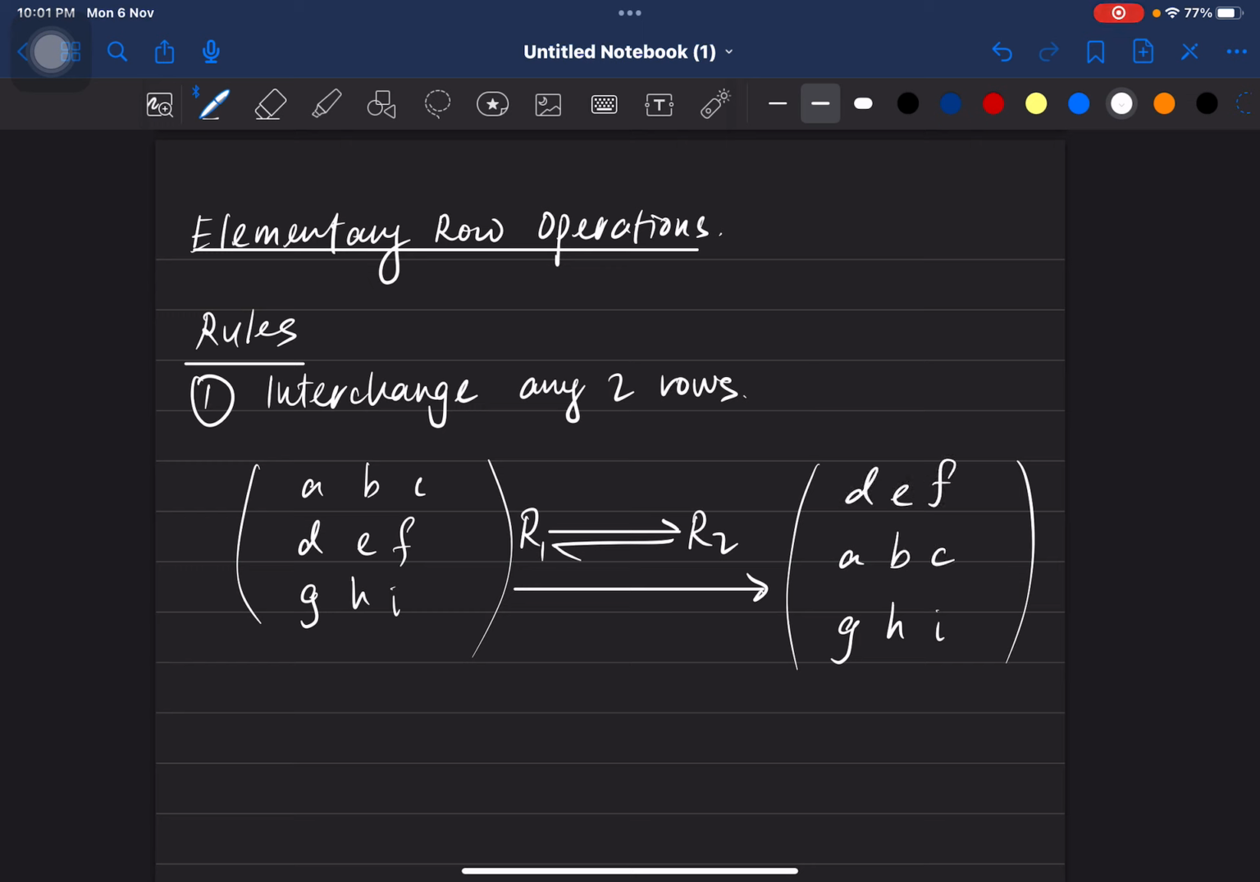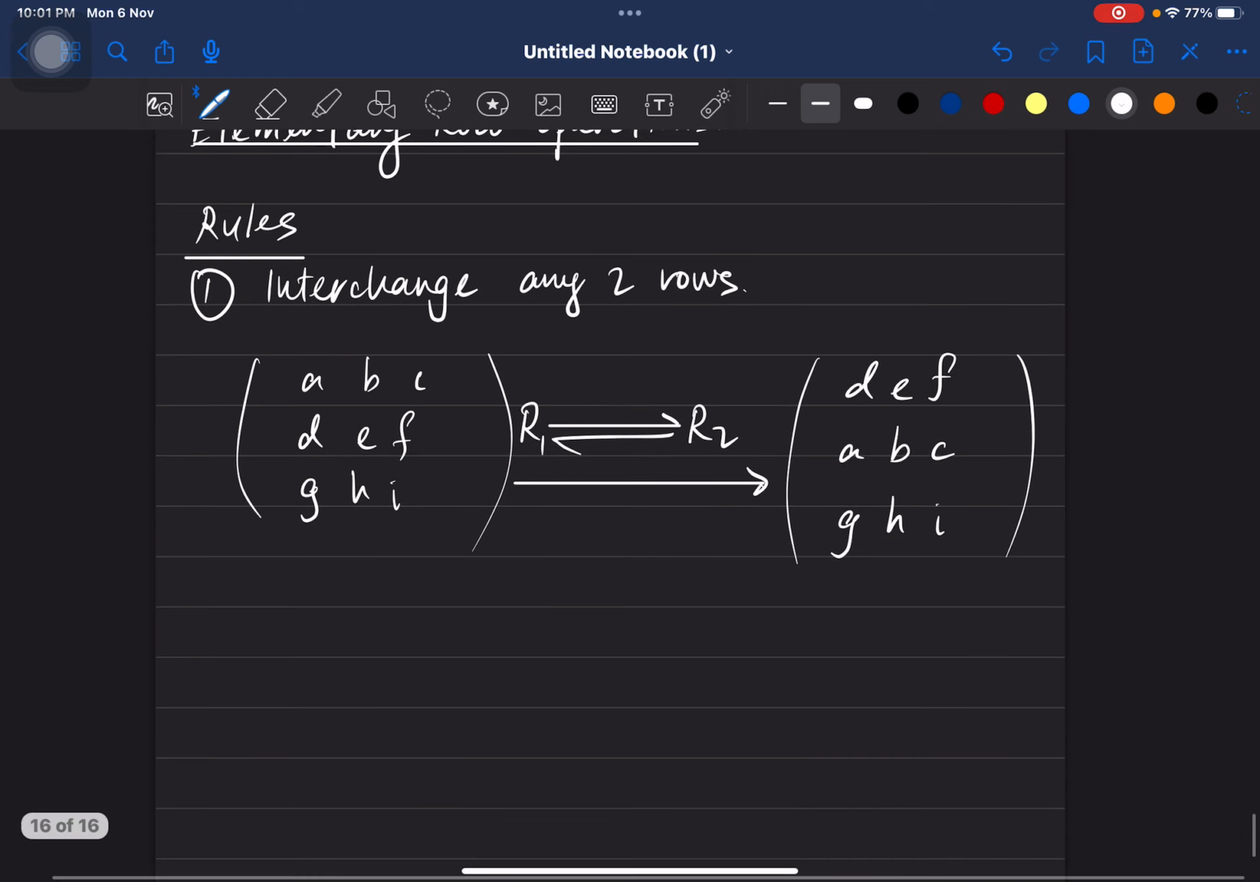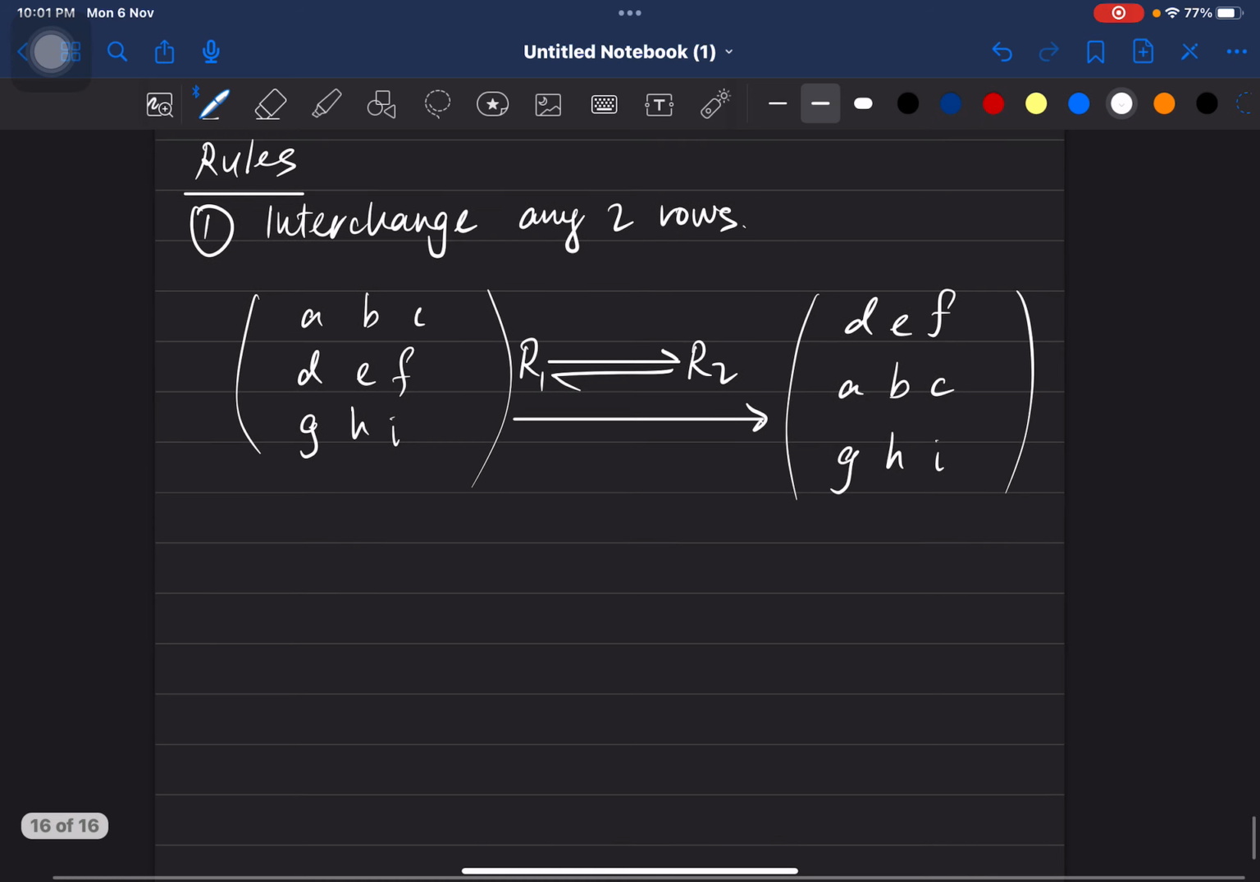So this is the first rule. You can interchange any of the two rows. Interchange row 1 with row 2, row 1 with row 3, row 2 with row 3 is also okay. And the second rule is you can multiply a row by a scalar.